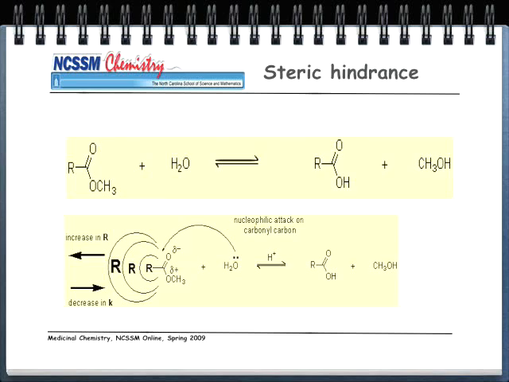As R gets increasingly bigger, I have a decrease in how fast this reaction happens. The mechanism of that is pretty complicated. You see words there, something about a nucleophilic attack on a carbonyl carbon. We're not going to address that here, but fundamentally you need to understand that changing the size of the group, not only what group it is, whether it's electron withdrawing or electron donating, but just the physical size of the group, will influence how these reactions occur. So the size of R makes a difference.